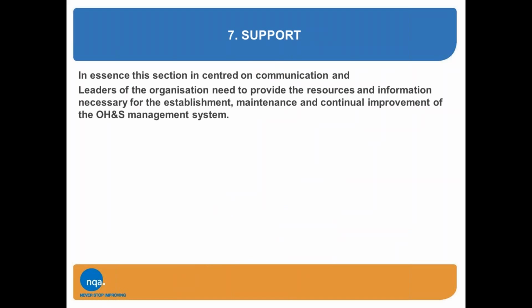This section is centered on communication. So the support section, section 7 of the standard, looks at the various support functions, looking at communication. And the leaders of the organisation need to provide the resources, the information necessary for the establishment, maintenance and continual improvement of the management system. So this is where we're looking at, okay, this is what you say you want to do. So how are we going to do it then? What does everybody need to do? So it needs to be that understanding. And this is very much linked to the leadership and culture of an organisation.